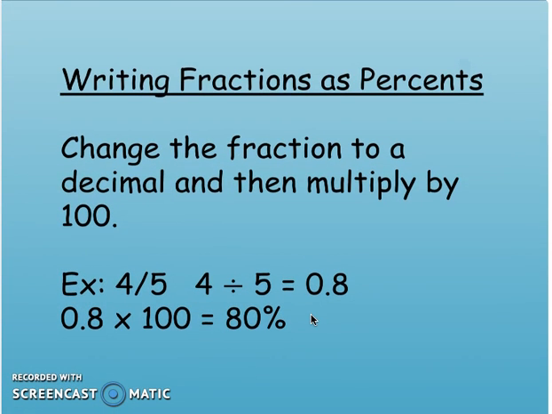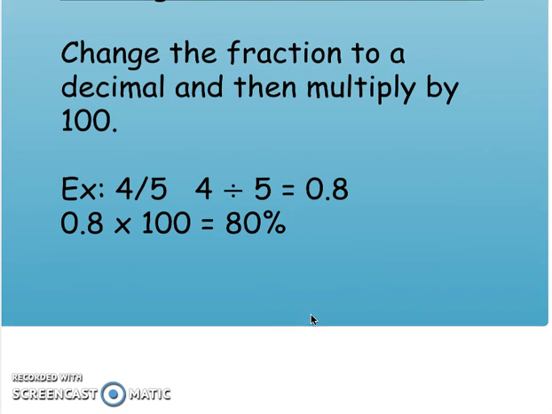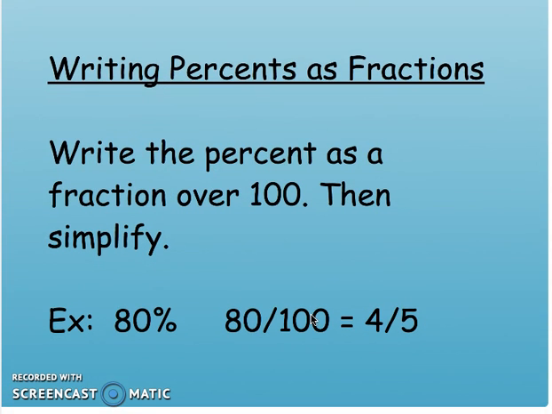Writing fractions as percents. Change the fraction to a decimal and then multiply by 100. For example, 4/5. 4 divided by 5 is 8/10. Now I want to know what 8/10 is as a percent. So I multiply it by 100 and I get 80%. If we want to write the percent as a fraction, we write the percent over 100 and then simplify. Remember, percents are out of 100. 80 divided by 100 simplified is 4/5.